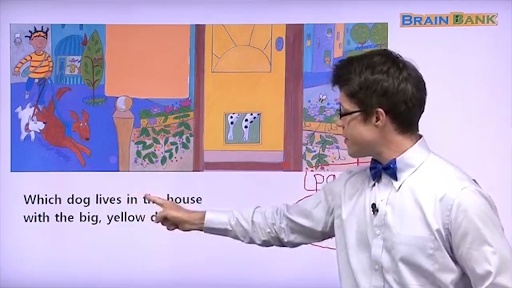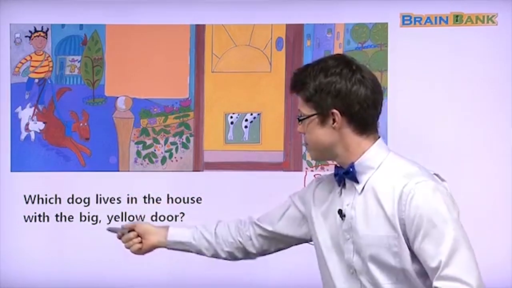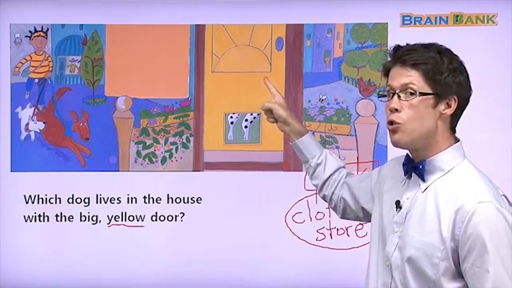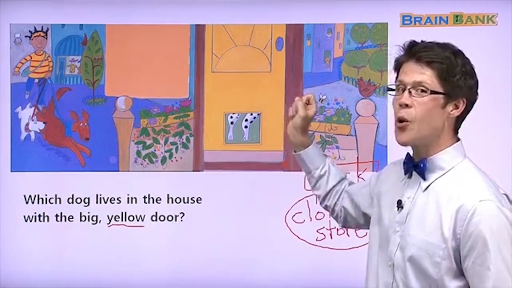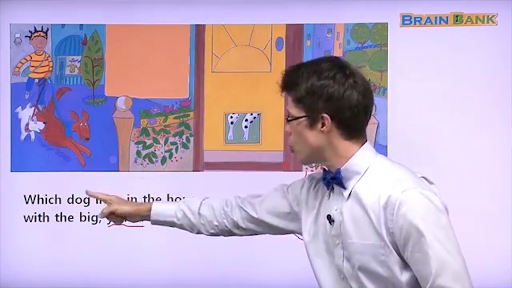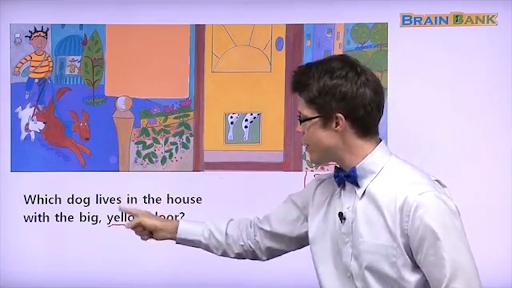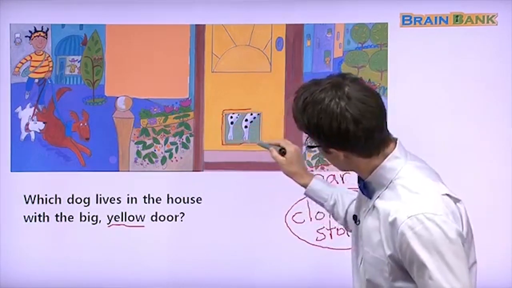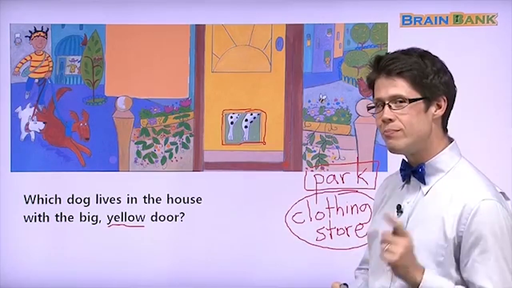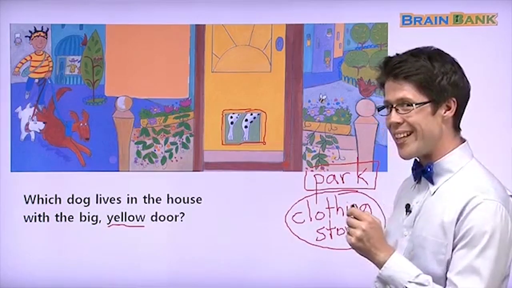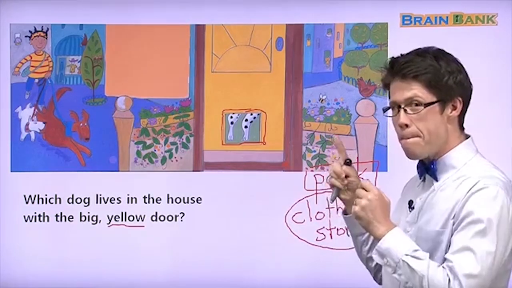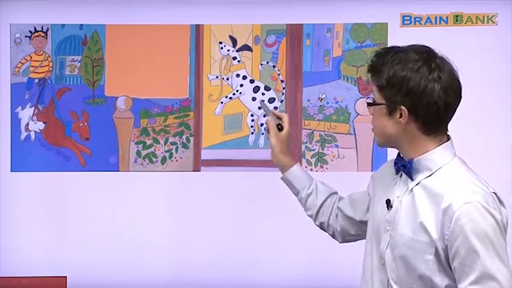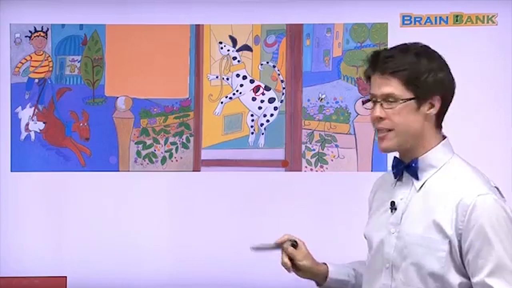Which dog lives in the house with the big door? What color of door is this? 노란 문. Yellow door. Very good. Yes. Which dog lives in the house with the big yellow door? 강아지 조금 보여줘. Do you want to see the dog? 3, 2, 1. Oh, look at this dog. Wow, this dog is white and black. See?